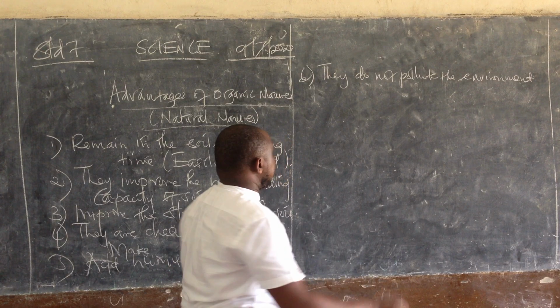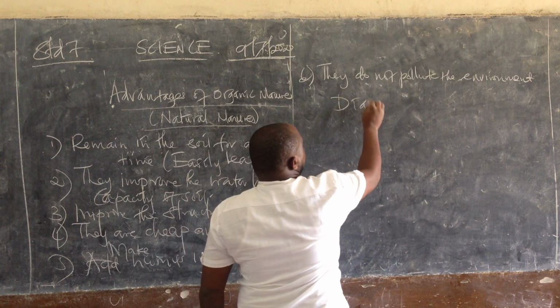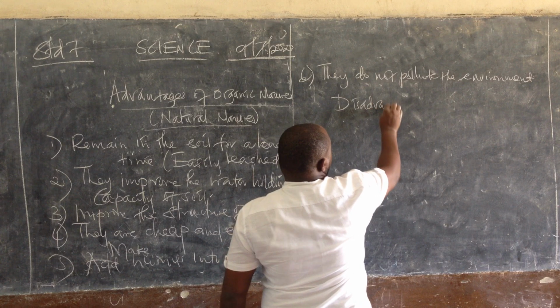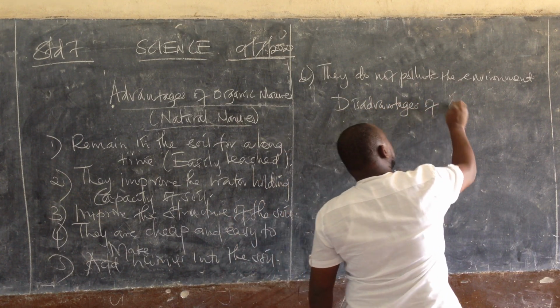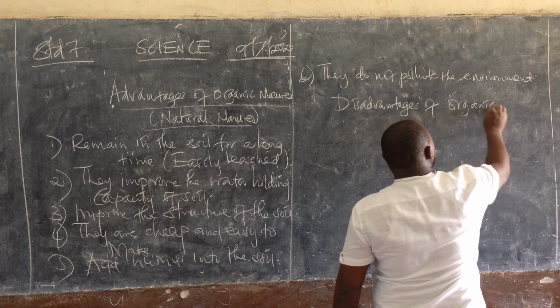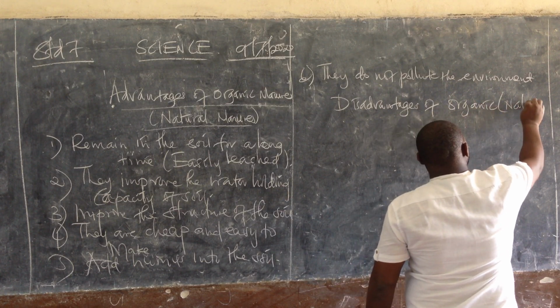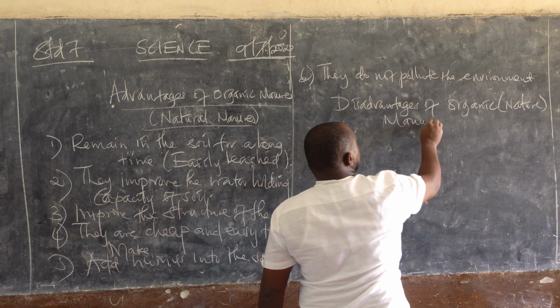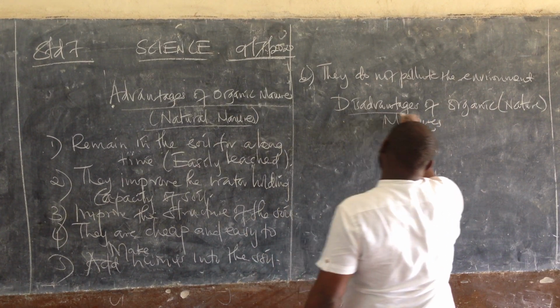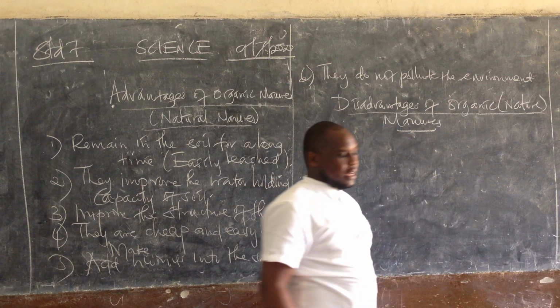So now we want to see the disadvantages of organic, that is natural, manure. Remember, they have advantages, yes, but also disadvantages.